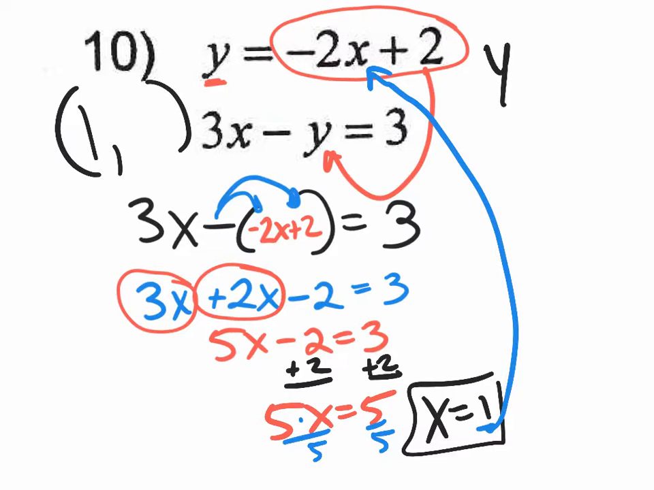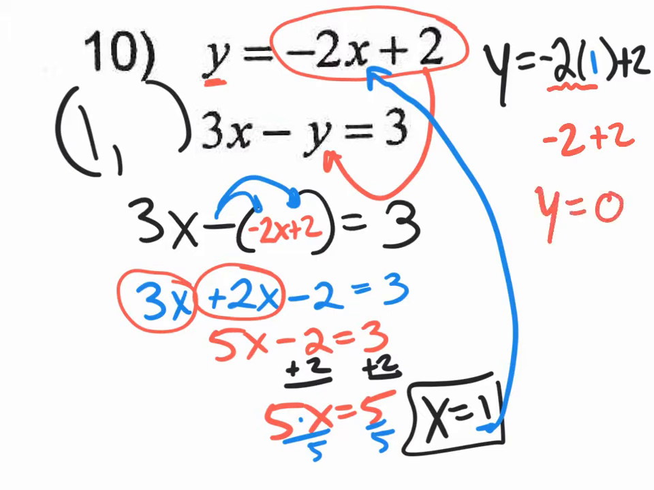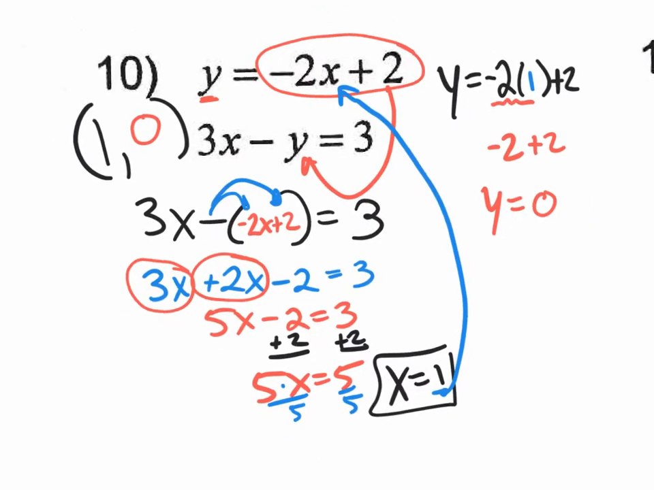Top equation is going to read y equals negative 2 times x, but we know that x is 1, and then plus 2. Don't forget about the plus 2 that's back here. Rewrite it there. So what is y going to equal? Y is simply going to equal negative 2 plus 2, and negative 2 plus 2 is 0. So y equals 0. So 1 comma 0 is your ordered pair.